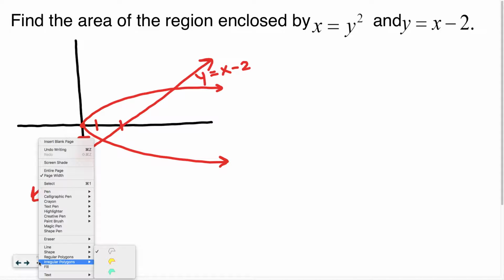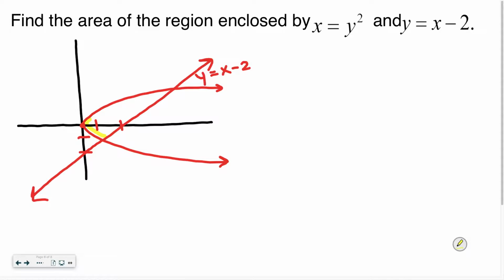So the region enclosed by these graphs would be this guy right here, right? Now I don't know how accurate my graph is, but we'll go with it for right now. All right, so we probably need our intersection points, right?